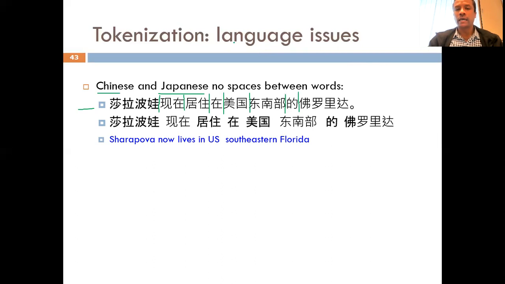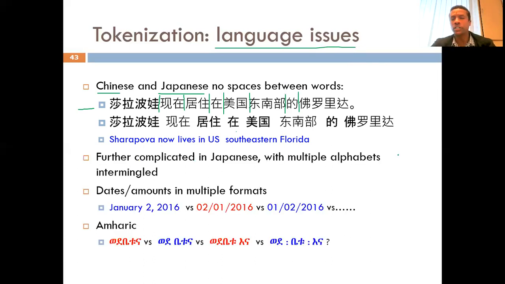That's why we say tokenization is a language-dependent task. It depends on how the language is written. Further complication might also appear in the language or in the scripting method. Sometimes you might have different ways of writing a date. For instance, people might write it in such a way, or in Amharic, the preposition and the conjunction can be combined or separated. We can write it as one word, or with a space between the conjunction and the noun, or we can separate each of them.